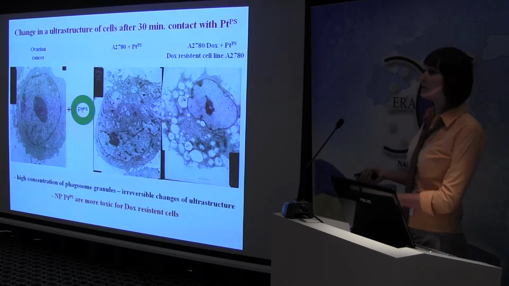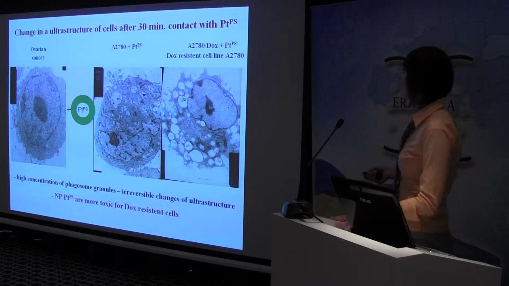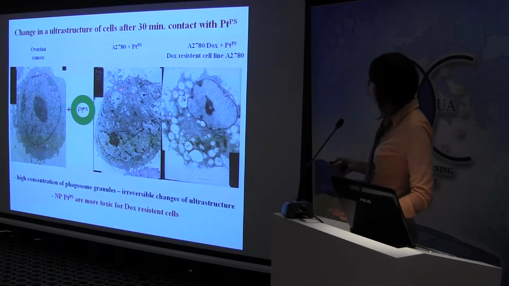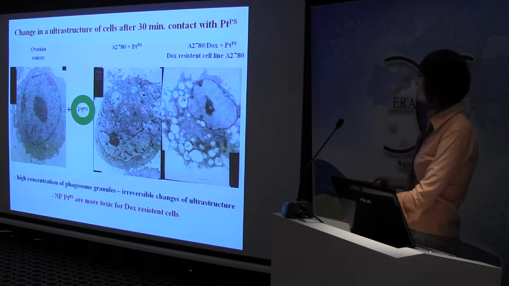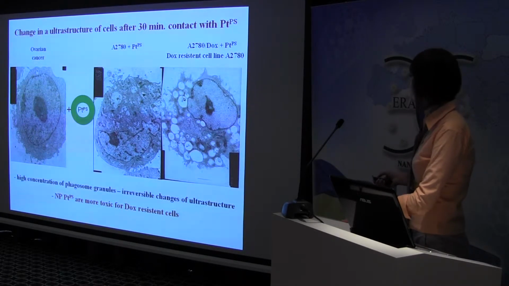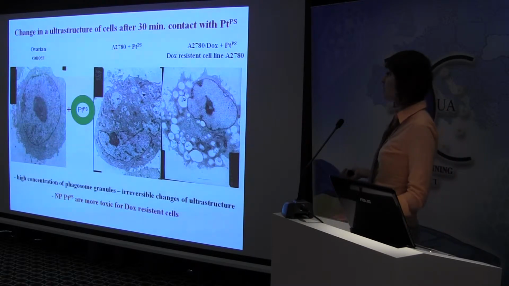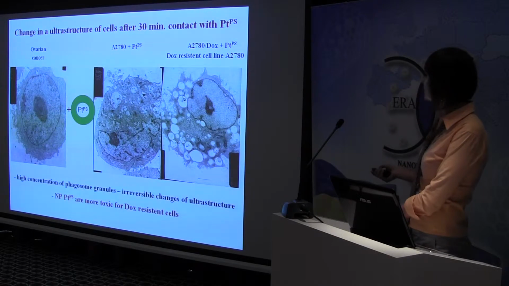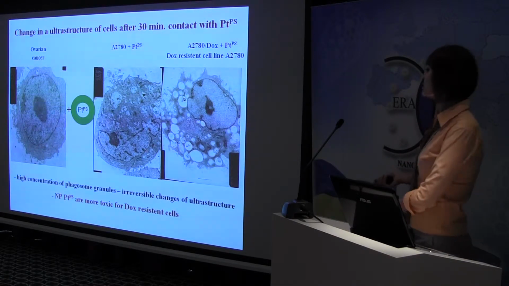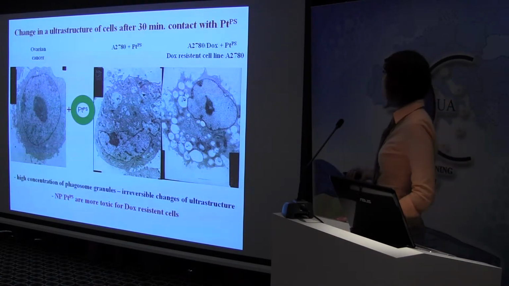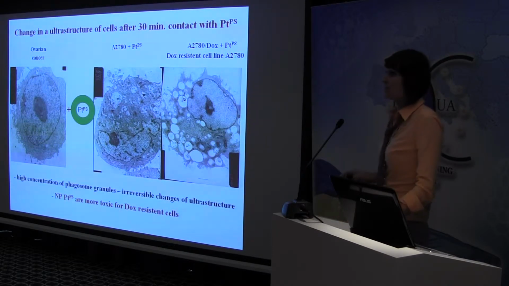Here we may see the disruption of the ultrastructure of the cell's membrane and the cell's nuclei. A high concentration of phagosome granules demonstrates an irreversible change of ultrastructure. And on this photo, we see that platinum nanoparticles coated by polysaccharides are more toxic for DOX-resistant cells.